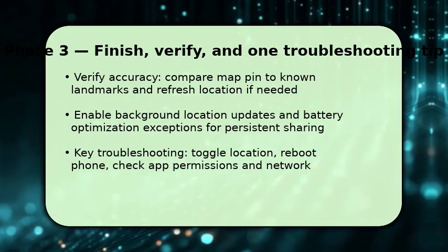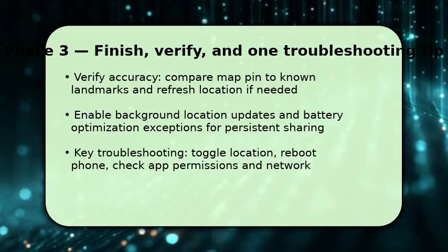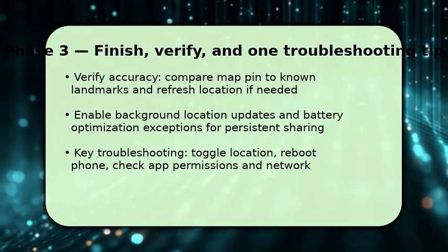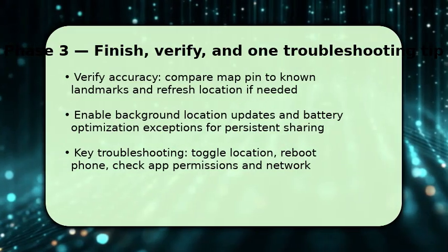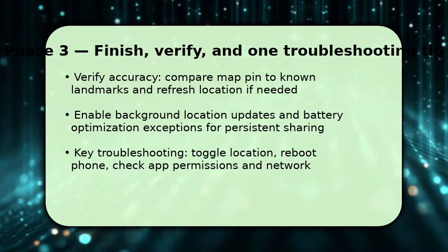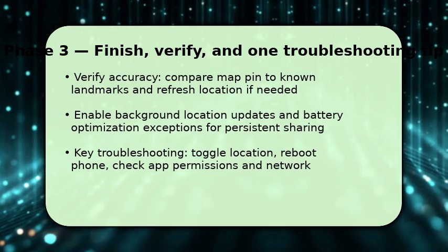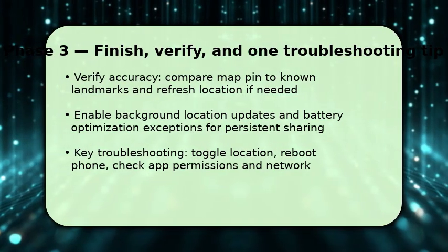Make sure background location updates are allowed and exempt the app from aggressive battery optimization, otherwise sharing may stop when the screen locks. If things go wrong, first toggle location off and on, then reboot the phone. Next, check app permissions and network connectivity. If issues persist, re-invite the other device or reinstall the app. These steps resolve most syncing or permission conflicts quickly.